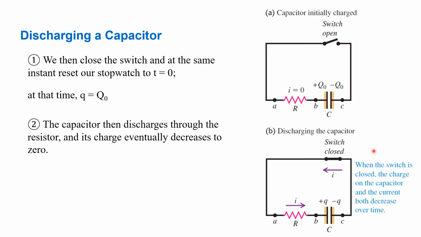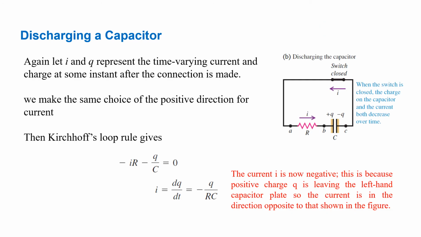So when the switch is closed, the charge in the capacitor and the current both decrease over time. Again, let's say that I and Q represent the time varying current and charge at some instant after the connection is made. We make the same choice of the positive direction for the current like before.